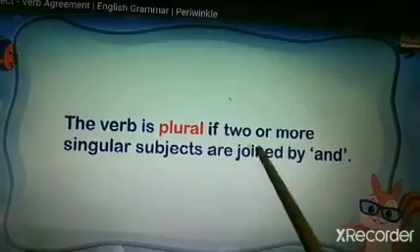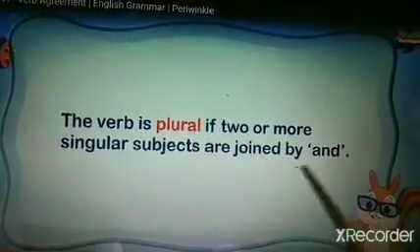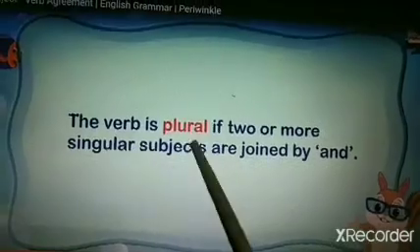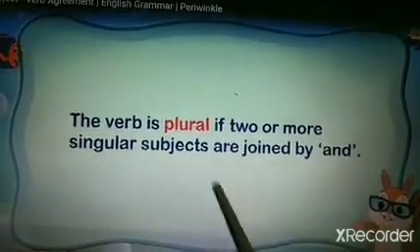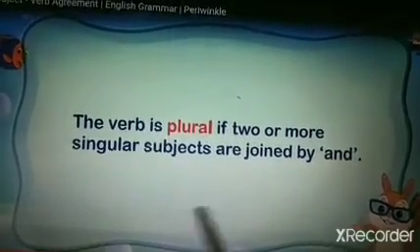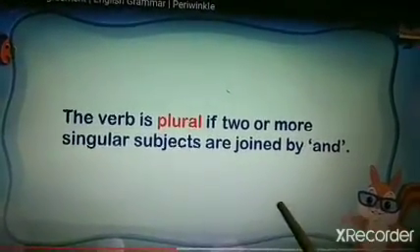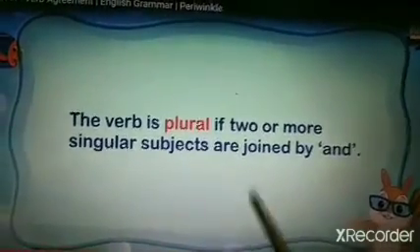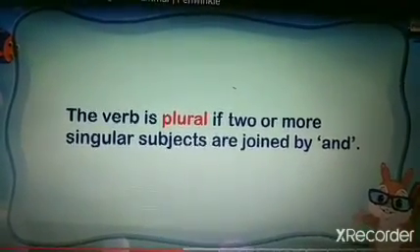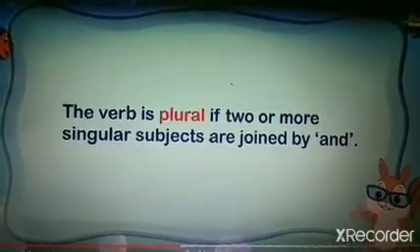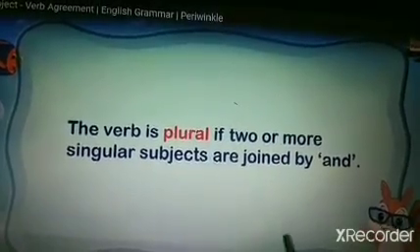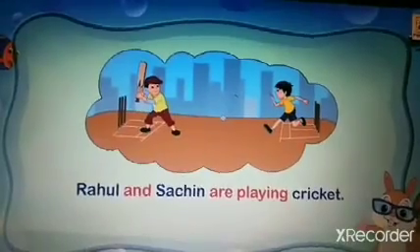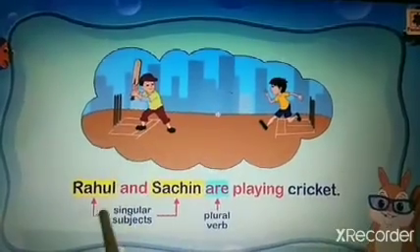The verb is plural if two or more singular subjects are joined by and. For example, we are using two singular subjects like Amna and Fatma. Amna is singular, Fatma is singular, but when they are together, they are plural. We have an example here. Rahul and Sachin are playing cricket. Rahul singular, Sachin singular, but are is plural.